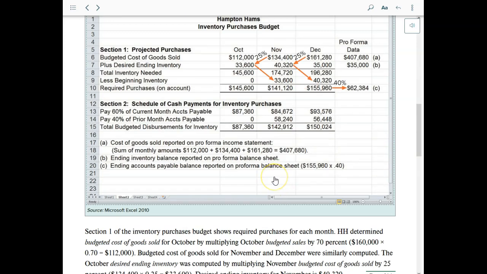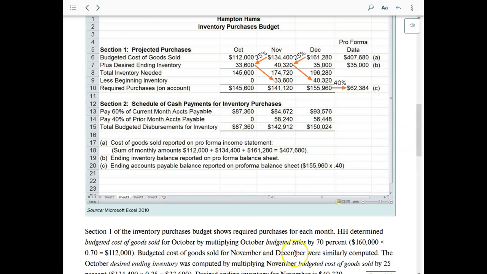Now, this example here has a lot of numbers in it. Just take it one column at a time and you'll be okay. So, if you notice here, budgeted cost of goods sold. This is based on what we think we're going to sell this month, but this is your inventory cost. This is not your selling price. Look down here in the explanation.